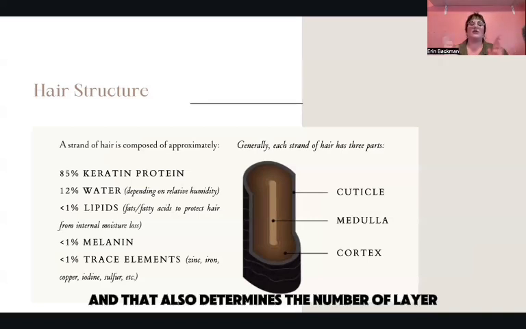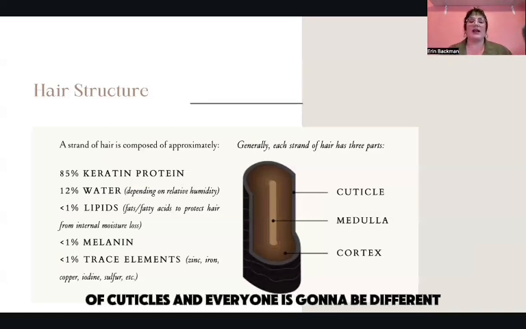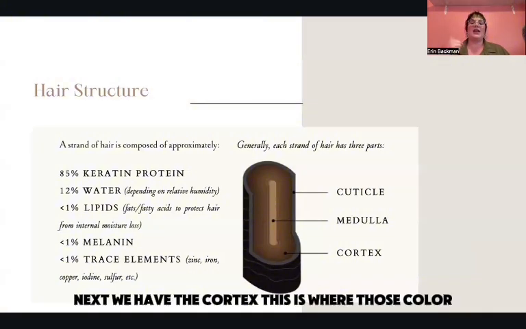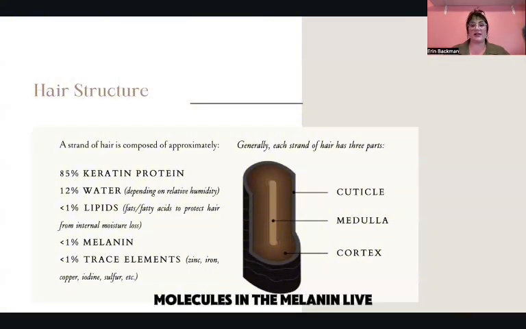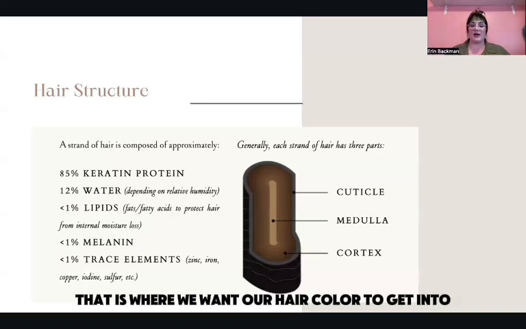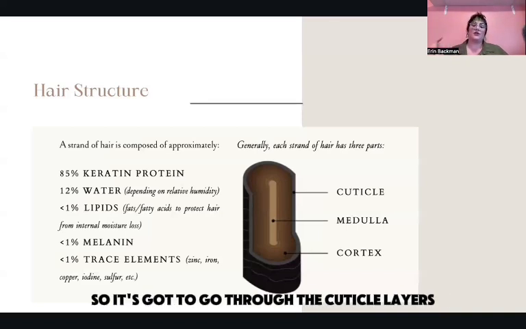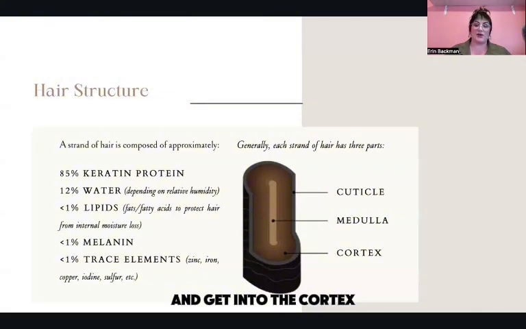And that also determines the number of layers of cuticles. And everyone is going to be different. Next, we have the cortex. This is where those color molecules and the melanin live within the cortex of the hair. That is where we want our hair color to get into. So it's got to go through the cuticle layers and get into the cortex.